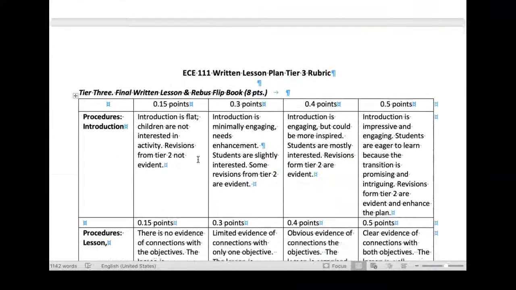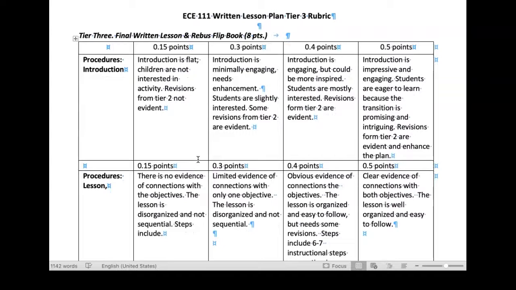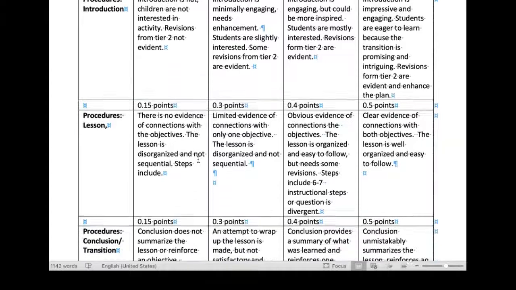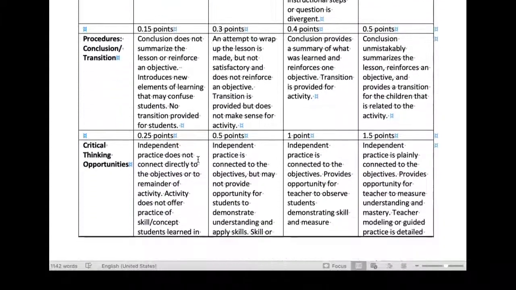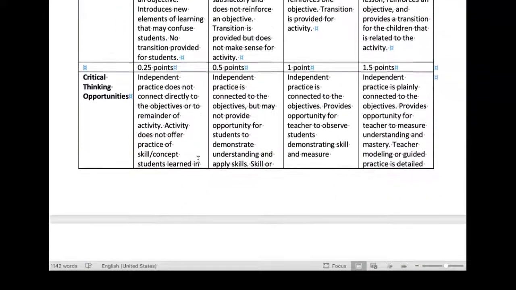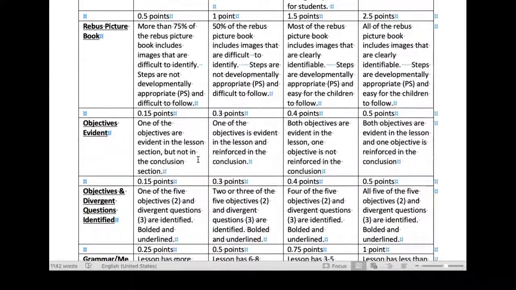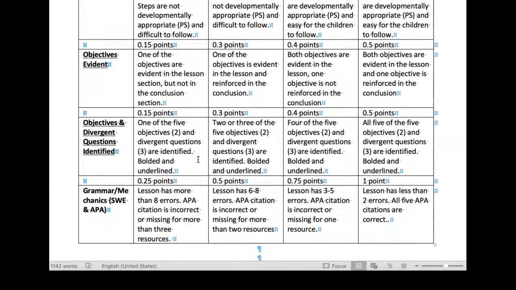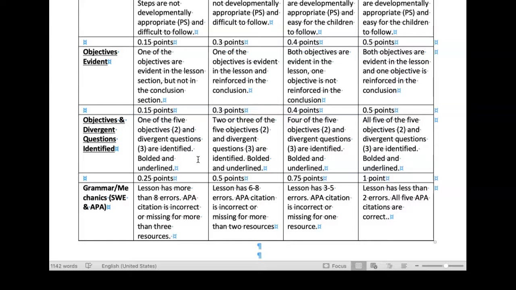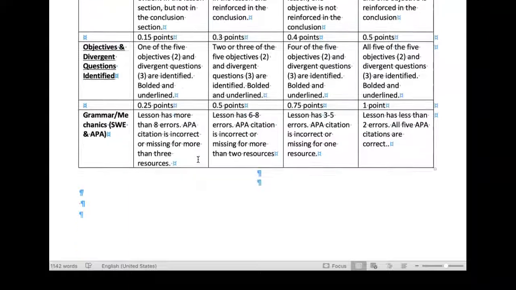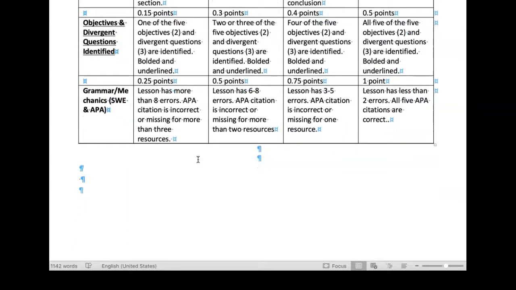And finally, again, please take the time to review the rubric. This is how your team will be graded. You have your procedures as far as your introduction, the lesson itself, your conclusion, critical thinking opportunities for the children, your Rebus Picture Book, objectives are evident, divergent questions are easily identifiable with the underlining and the bold, and then your grammar and mechanics as far as standard written English and APA are included.